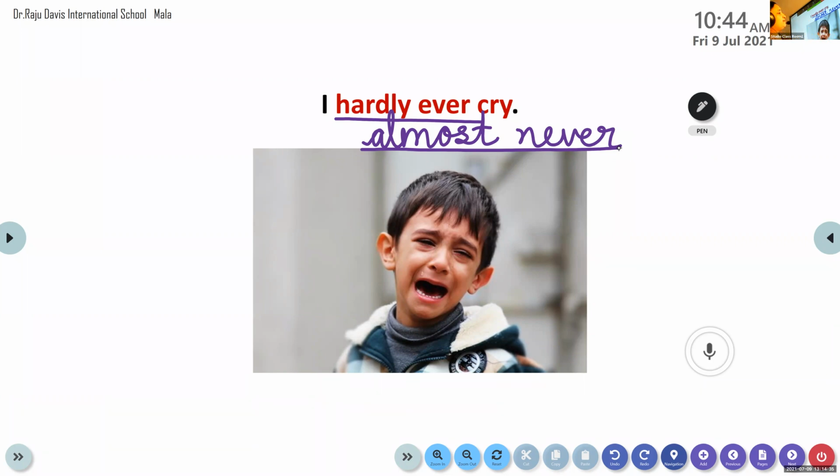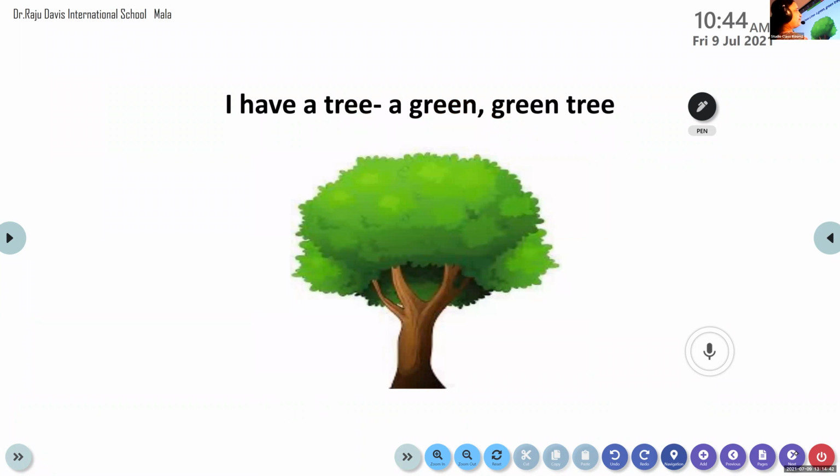Got it, everybody? Understood? Okay, are you ready to move to the next four lines? Gayatri, unmute and read the next line.